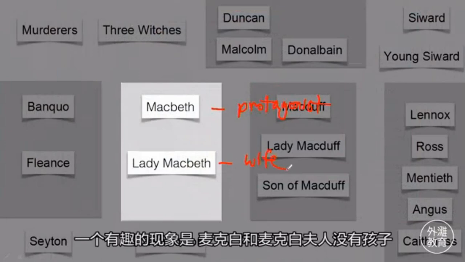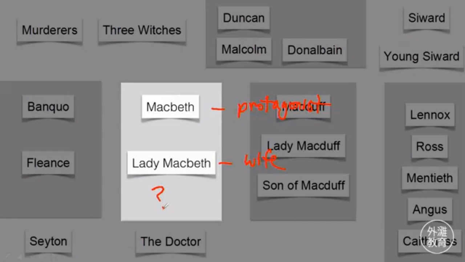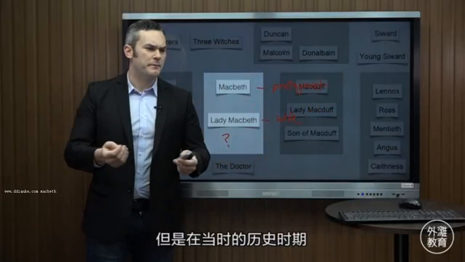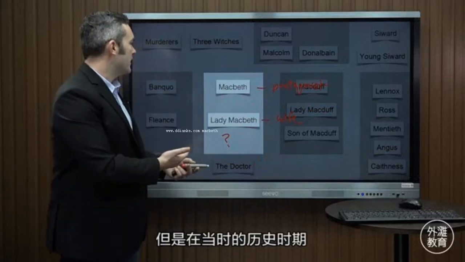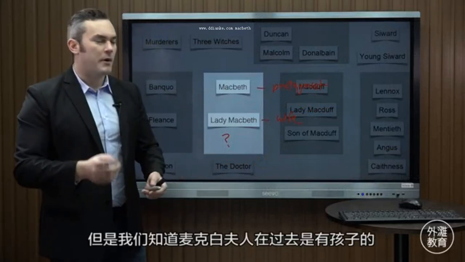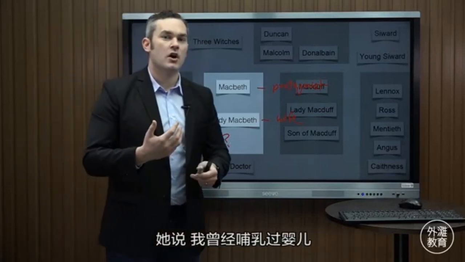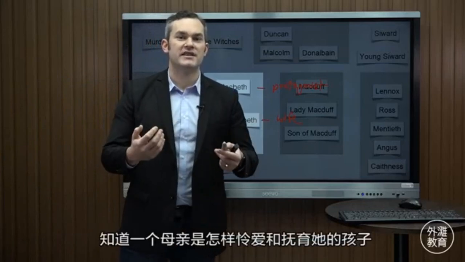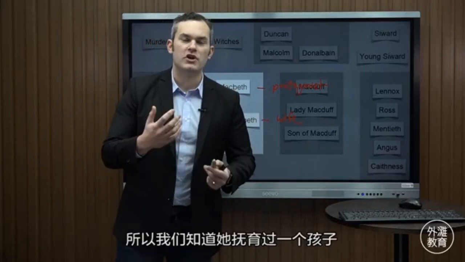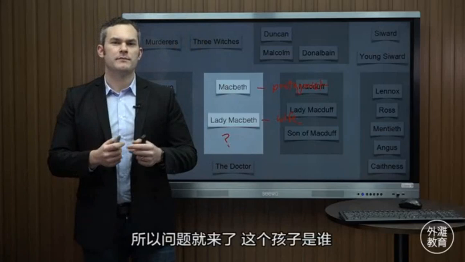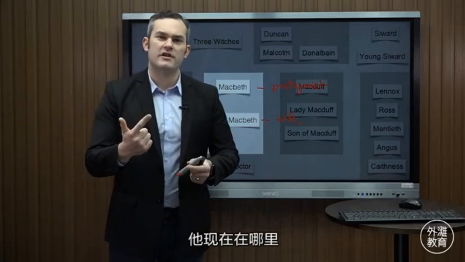One thing that's interesting about Macbeth and Lady Macbeth is that there are no children. Right? And today we live in an age where many couples legitimately choose not to have children for a number of reasons. But really, it's kind of odd in this historical moment for a couple not to have children. But we do know that Lady Macbeth has had children in the past. She says that she has, quote, given suck and knows how tender 'tis to nurse a babe, end quote. So we know that she has nursed a child. So presumably, she's had a child. So the question becomes, who is that child and where is that child now?